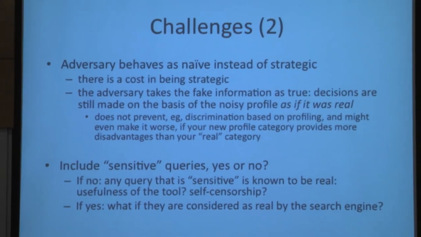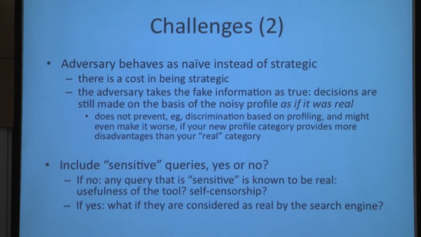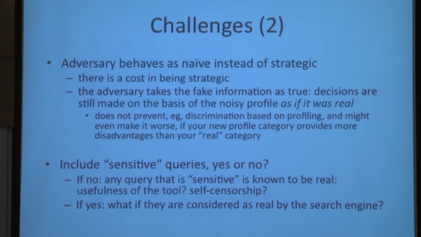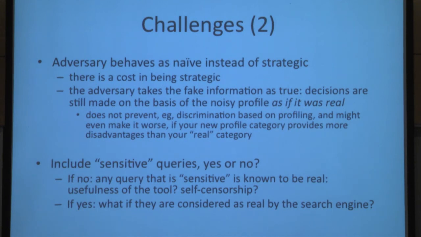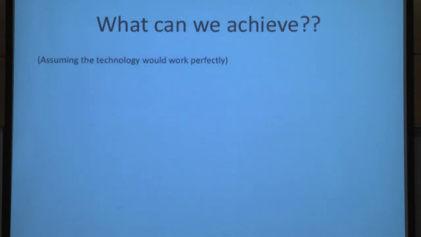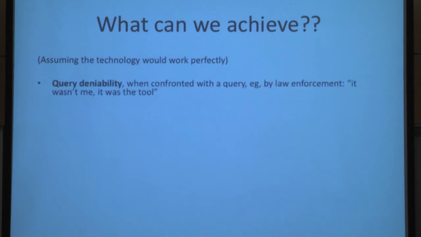Okay, so these are big challenges that I think go very much to the heart of the question. The problem here, again, is the power relationship: the one who holds the profile and makes decisions on it is going to do that regardless of whether the information is true or false. And it's difficult to escape from that. So what can we achieve? Let's assume we can make a tool that really works, that provides you with deniability and profile obfuscation, and it works. So what can we achieve?